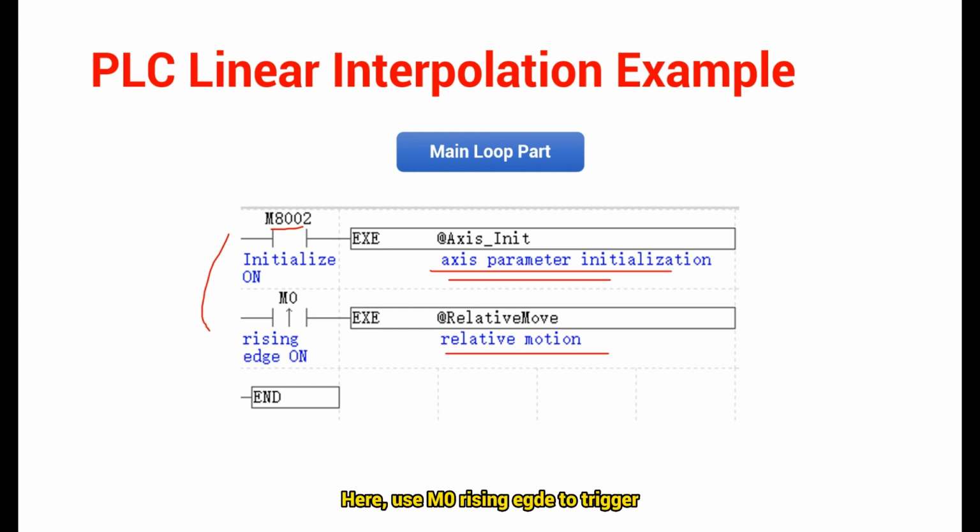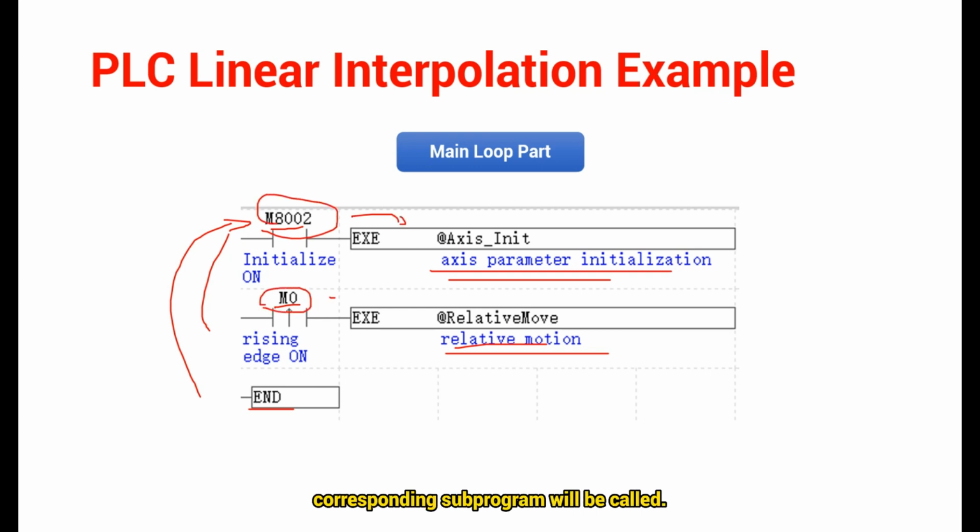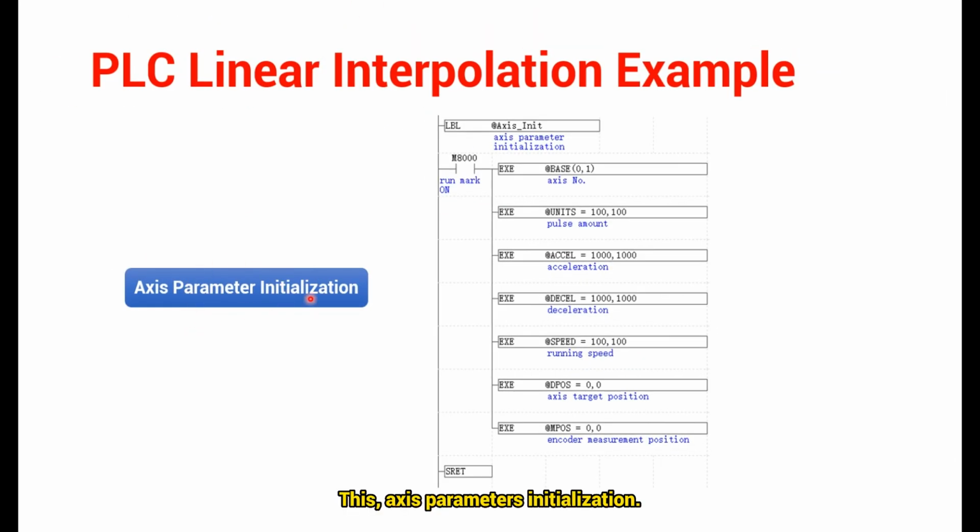Here, use M0 rising edge to trigger and call relative motion. End means the main program ends, and then it scans again. When each condition is met, the corresponding subprogram will be called. Next, let's see the main subprograms. This is the X parameters initialization.